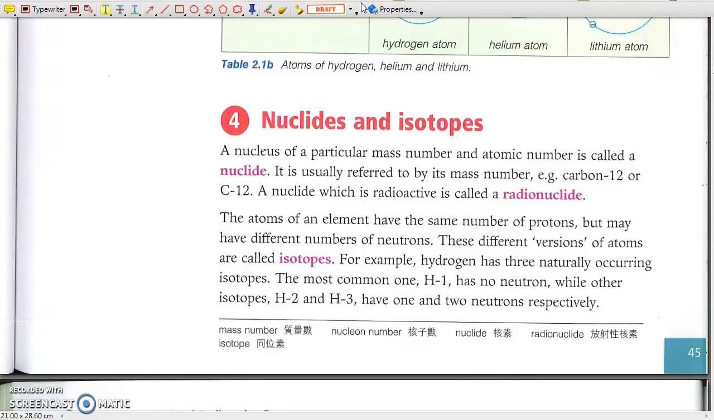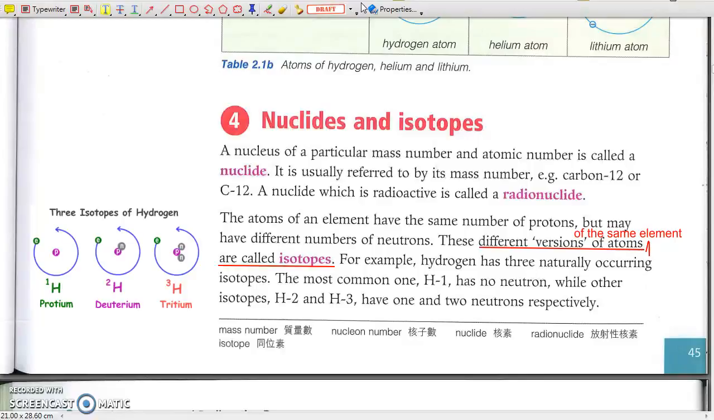4. Nuclides and isotopes. An element may have different versions of atoms, as they may have different numbers of neutrons. These different versions of atoms are called isotopes of the element. Isotopes of an element have the same number of protons, but different numbers of neutrons. As isotopes of the same element have different masses, they have different physical properties.